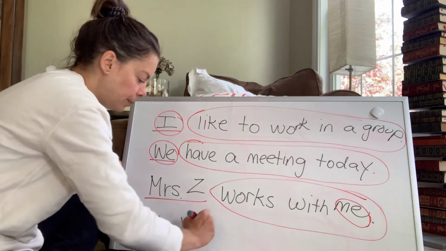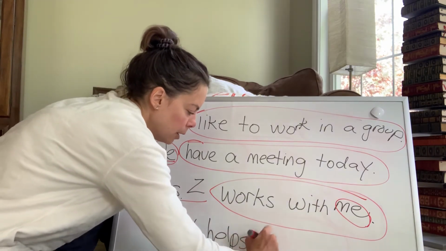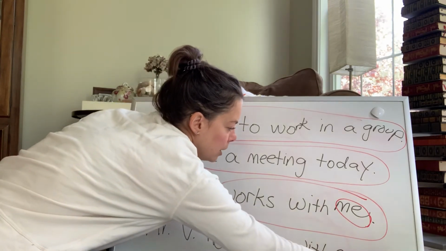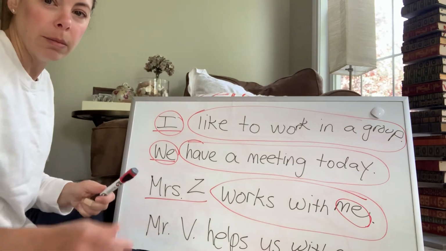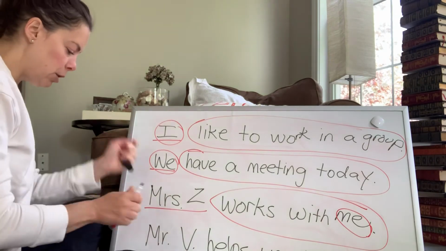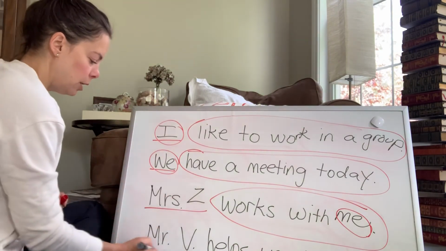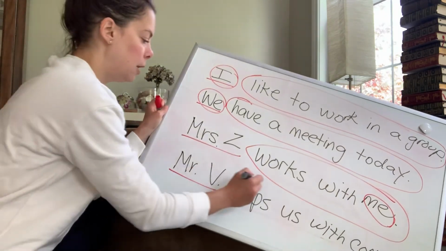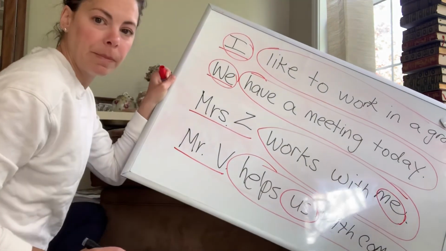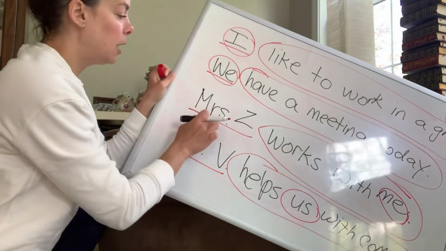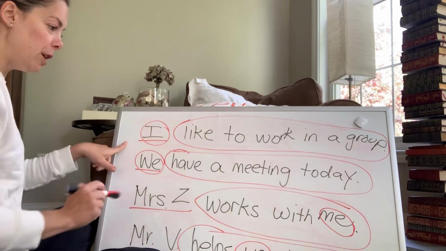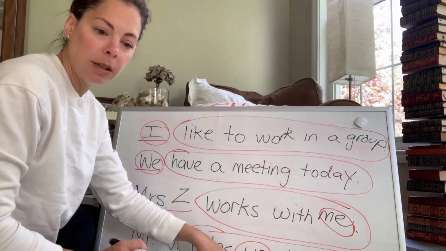Mr. V helps us with computers. You might not be able to see this, so I'm gonna move the camera a little bit. Maybe you can see most. Mr. V helps us with computers. So the subject is Mr. V. That's who is in the sentence. And what does he do? He helps us with computers. And where is my pronoun? Us. Who does it stand for? Me and Mrs. Z. Okay? So we're looking at the pronouns I, we, and then me, us.